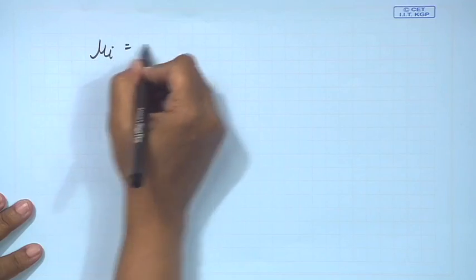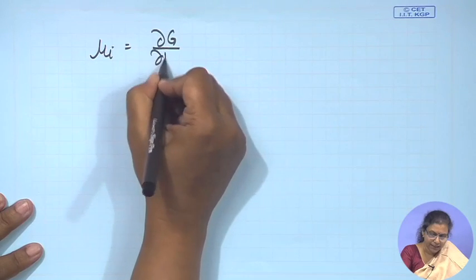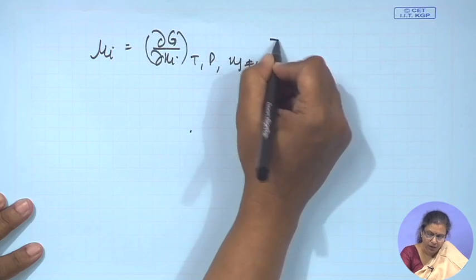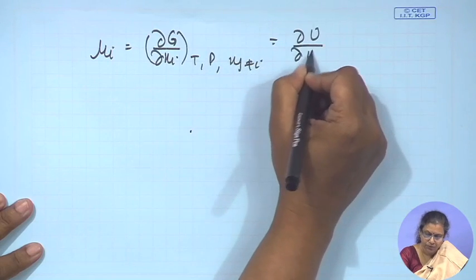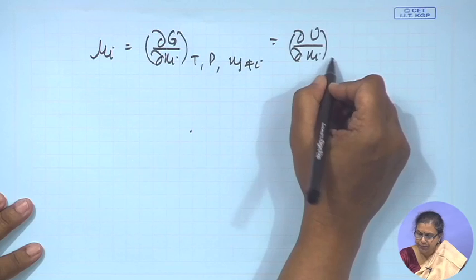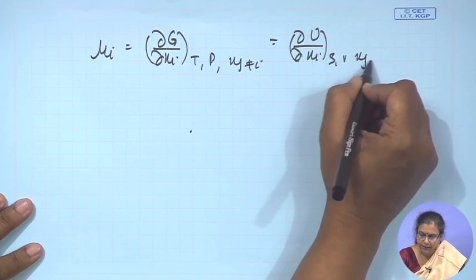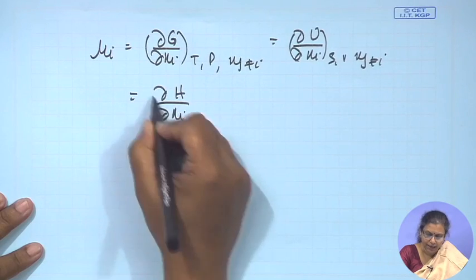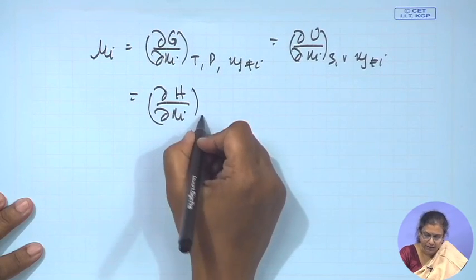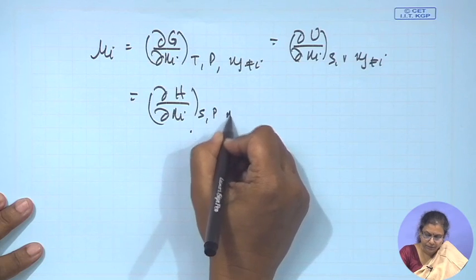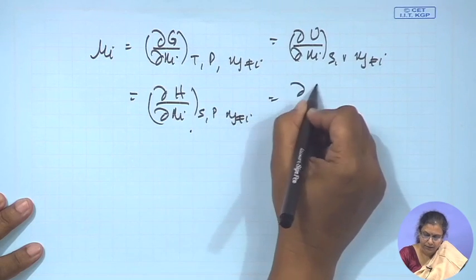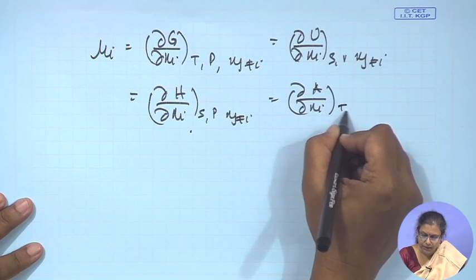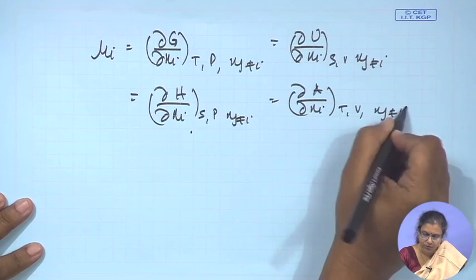Fine. So, again in a similar way, if we continue, what do we find? We find mu_i is therefore del G del n_i at constant T, P, n_j not equal to i. This is equal to del U del n_i at constant S, V, n_j not equal to i. This is equal to del H del n_i, just the way, but we have just added this particular term, and in terms of Helmholtz free energy, it is at constant T, V, n_j not equal to i.